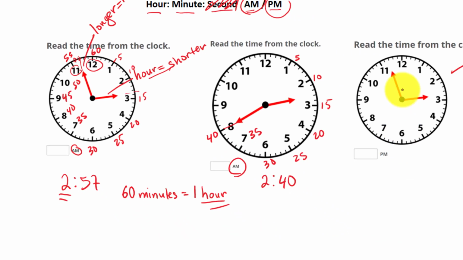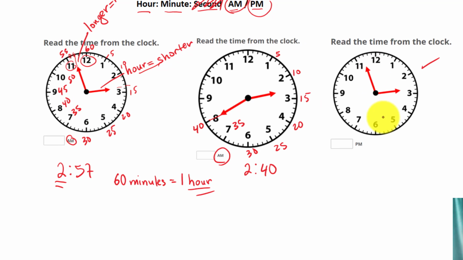And we look at this one right here. It's the same thing as that one, right? So again we have 2, because it's not passing 3 yet. And right here, what's 11 times 5? 11 times 5 is equal to 55. So here's 56, 57. So it's 2:57. And this case is PM, okay?